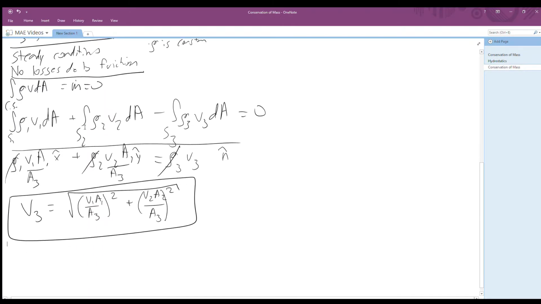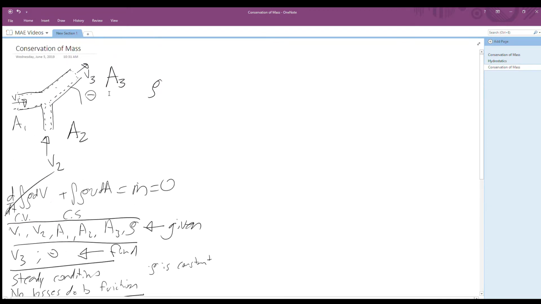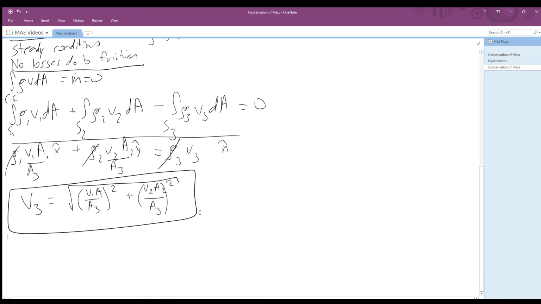Now if we are trying to find our theta value, which is that theta there, we're going to take the inverse tangent of our y component over our x component. Our y component in this case is equal to V1 A1 over A3, and we're going to divide that by V2 A2 over A3. And this should give you what the theta value is.